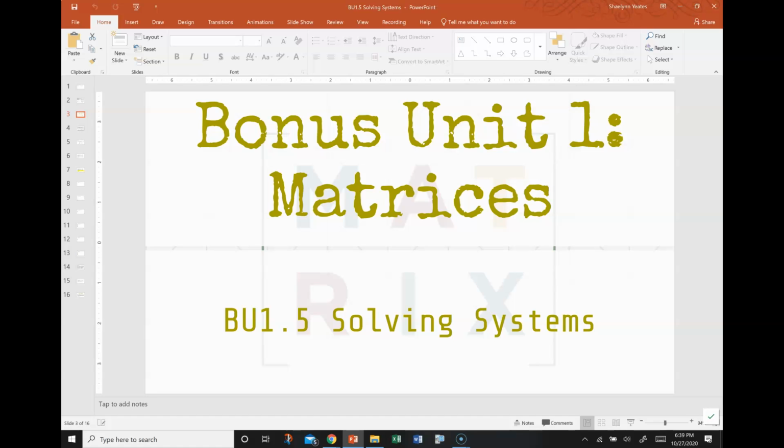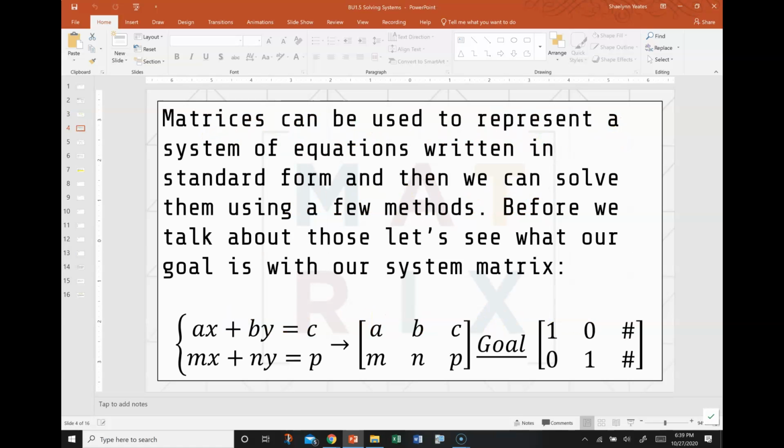Bonus unit 1, matrices, solving systems. It's a thing. Matrices can be used to represent a system of equations written in standard form. Notice the ax plus by equals c, that's considered standard form. And we can solve them using a few methods. Before we talk about those, let's see what our goal is with our system of matrices.